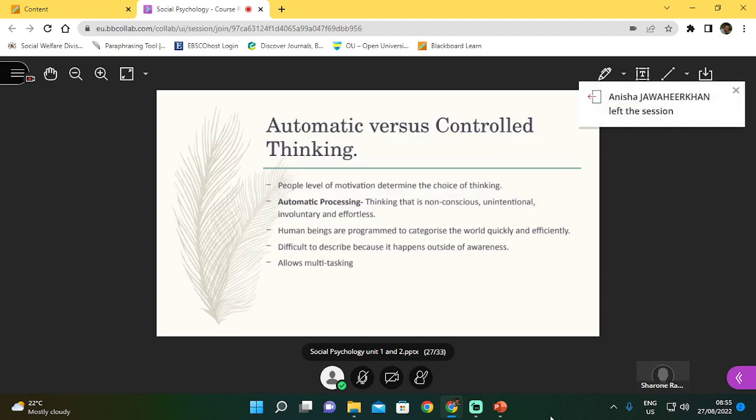What are automatic and control thinking? It's quite straightforward. Automatic means you don't have to think to do something. You wake up in the morning, it's automatic, you know what you're going to do. Can anyone tell me, when you wake up, what are the automatic things that you do without even having to think? Anyone? Brush your teeth. Very good.